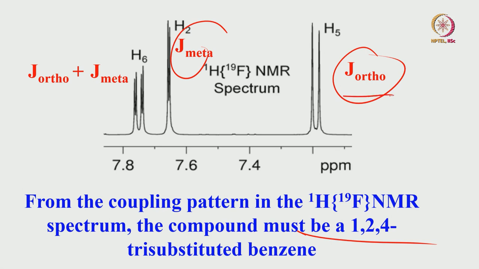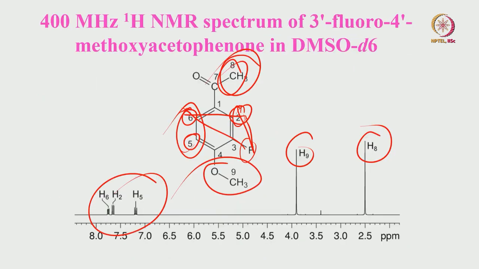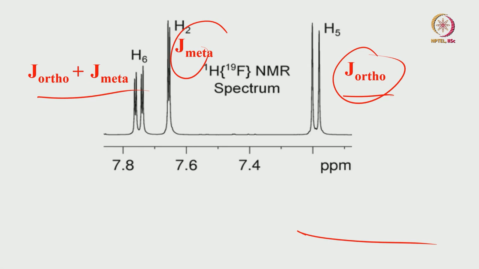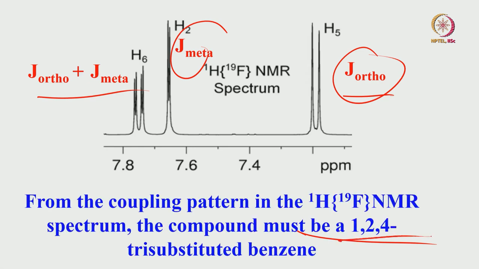Look at it, there is one ortho, one meta, and an ortho and meta coupling. How does this type of splitting arise? From this, you can come to a conclusion that this must be 1, 2, 4 trisubstituted. If it is 1, 2, 4 trisubstituted, only then will this pattern come, because of the ortho, meta, para couplings we saw here. This pattern is possible only if the substitution is 1, 2, 4 trisubstituted benzene. Which substituent is in which position is a different question, but the three places at which the substitution comes in the phenyl group are 1, 2 and 4.